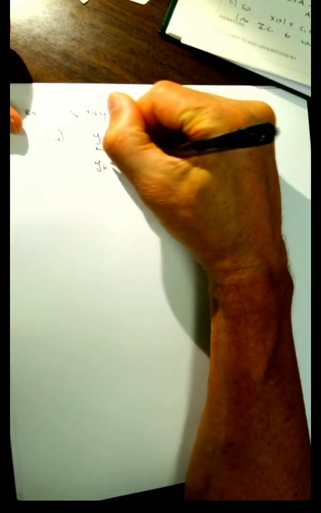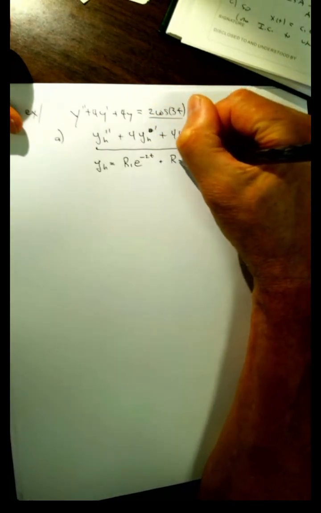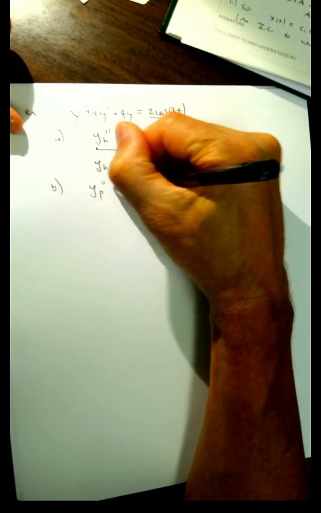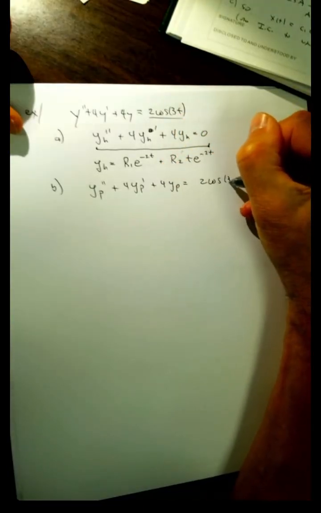Again, this is the exact same thing as we saw before. It just says y instead of x. So I'm just going to take advantage of what we did before and say my homogeneous solution is r1 e to the minus 2t plus r2 t e to the minus 2t. And now I can focus on the particular solution, which is going to be a solution to the equation. I'm ignoring the homogeneous part for now.